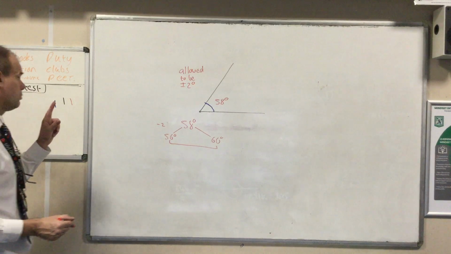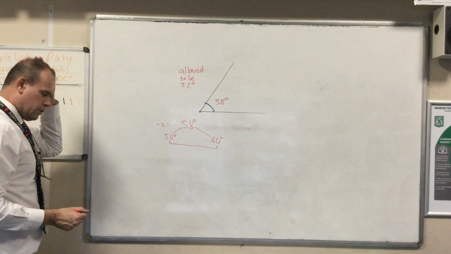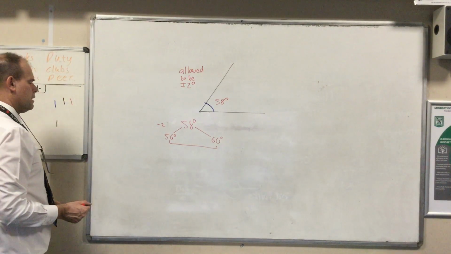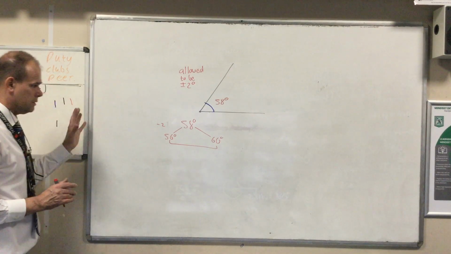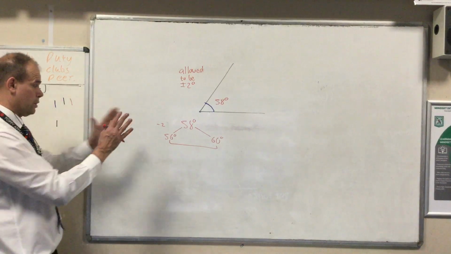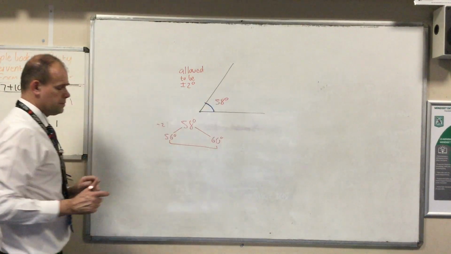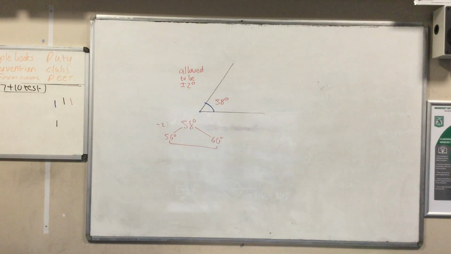And also when measuring on a ruler, you're allowed to be 1 millimeter out. So remember on a ruler it's 1 millimeter, 10 millimeters to a centimeter. So when you're measuring lines, which we're not doing here, we're measuring angles, you've got to be within 1 millimeter of the actual measurement, yeah? And that's how you measure that.